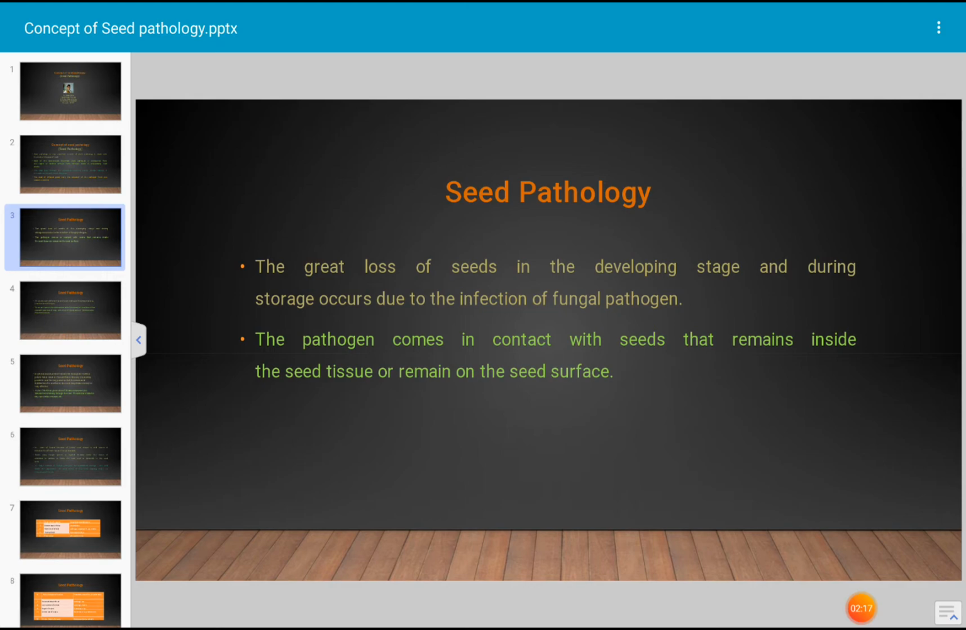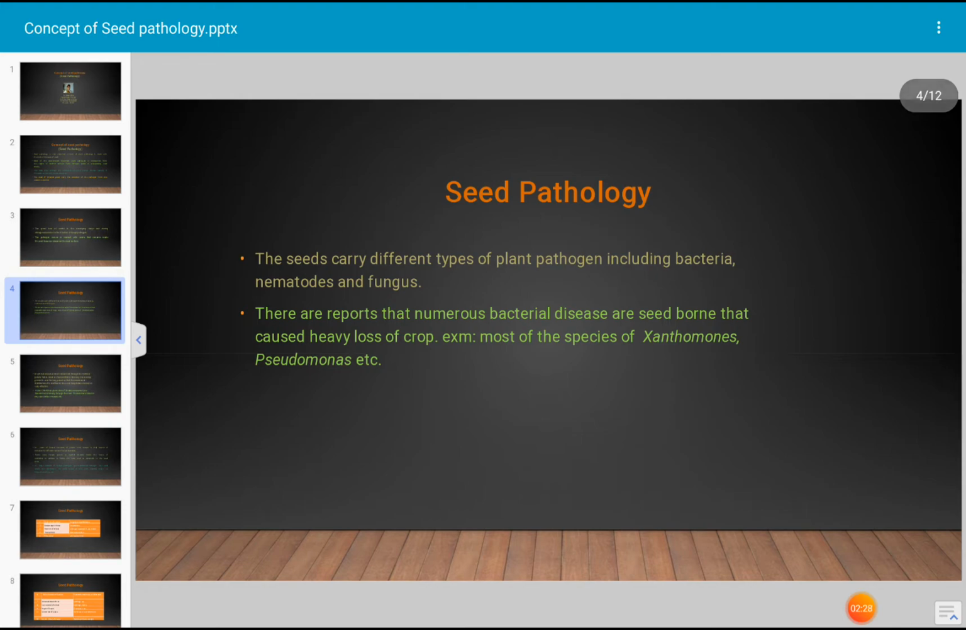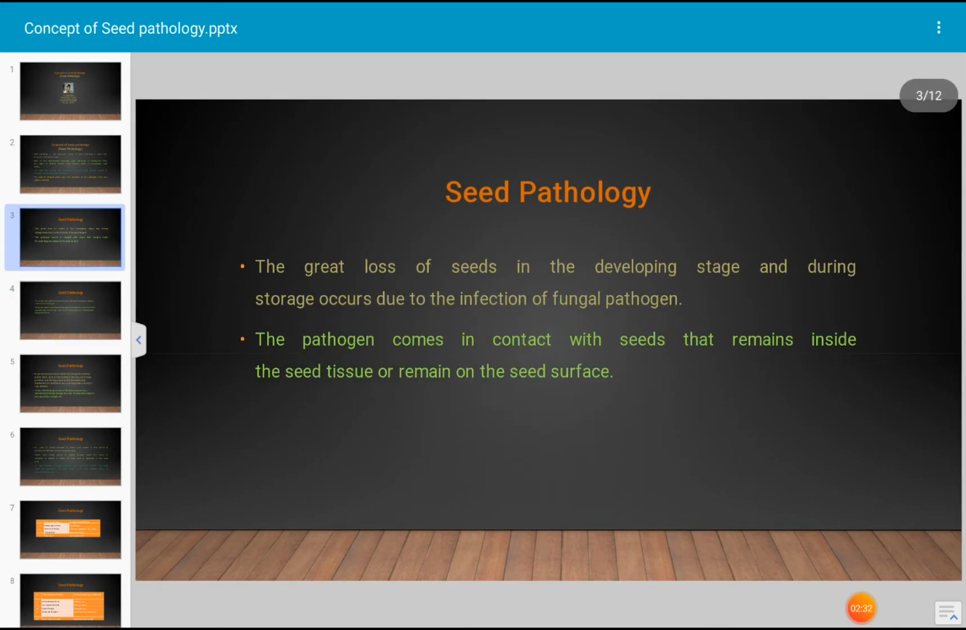Great losses of the seeds in the developing stage and during storage occur due to infection by fungal pathogens. Whenever the fungus comes in contact with the seeds, it remains either inside the seed tissue or outside on the seed surface. The fungus which occurs outside the seed surface is described as an externally seed-borne fungus, and when the fungus occurs inside the seed or seed cotyledon, inside the tissue of the seed, that is described as an internally seed-borne pathogen.